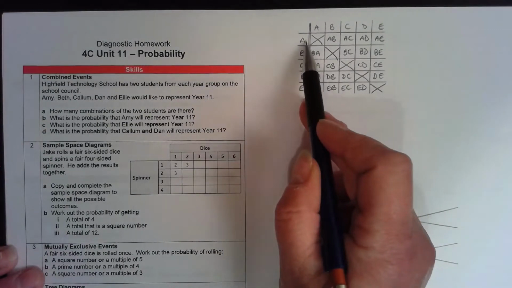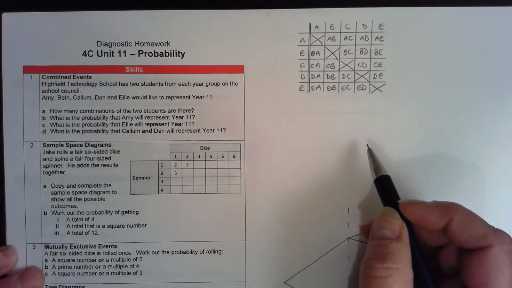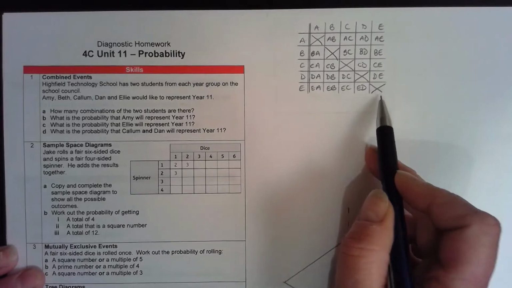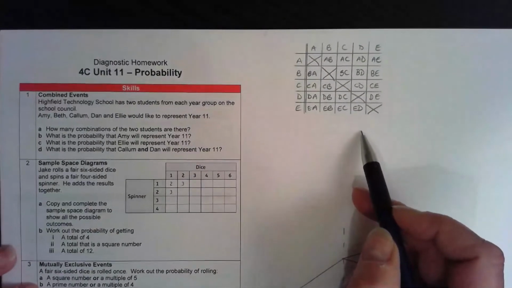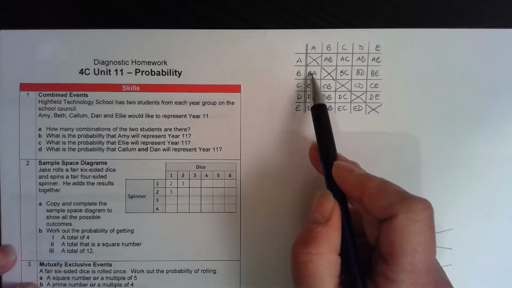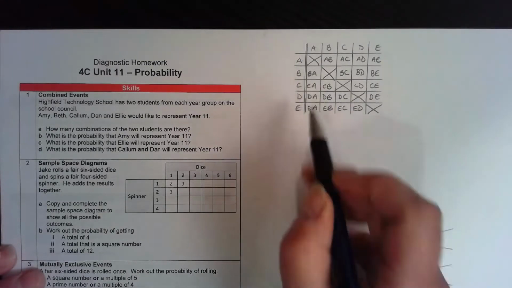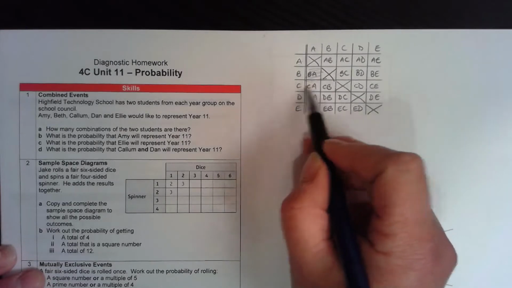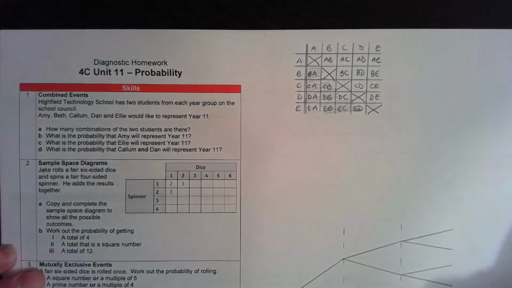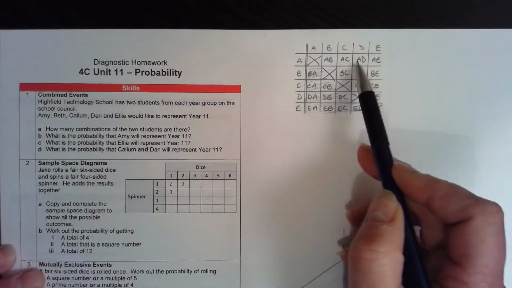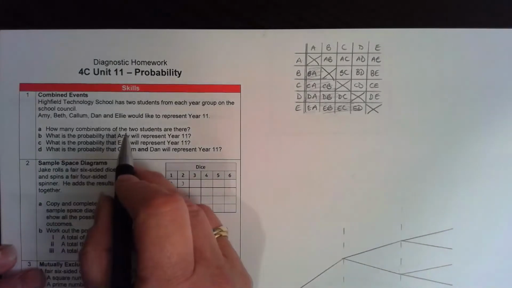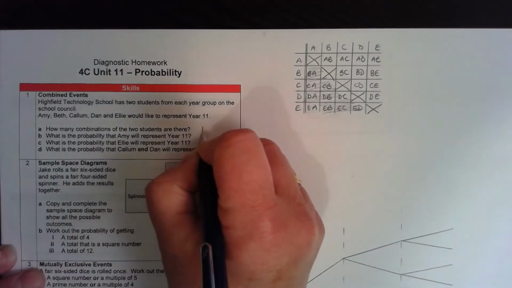Obviously a student can't be paired with themselves because we need 2 students, so that's why there's a line of crosses there. And because we're choosing 2 students, if we choose student A and B, then student B and A is the same pair of students. So I'm going to discard all those. So I can now see that there are only 1, 2, 3, 4, 5, 6, 7, 8, 9, 10 combinations. So how many combinations of 2 students are there? There are 10.